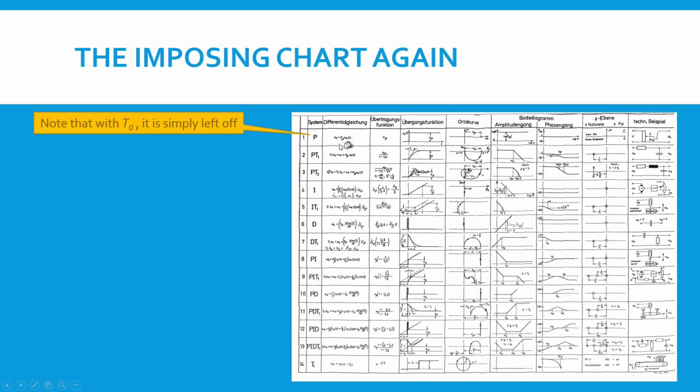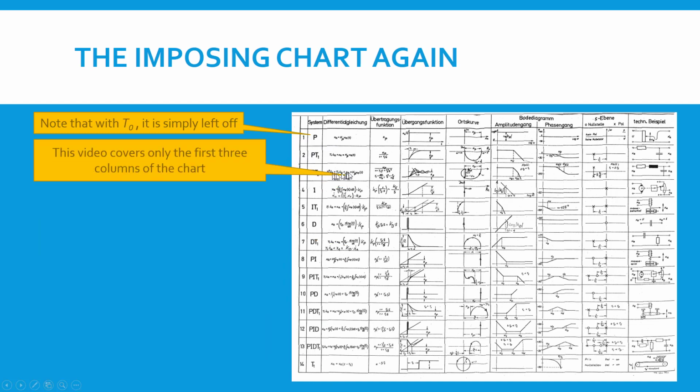And this is really a very simple system. We don't have any derivatives on the left-hand side, so this is really a T0 system. This would be a PT0. But apparently, when we have no derivatives, we just leave the T0 off, and so the shorthand notation for this system here is just P.